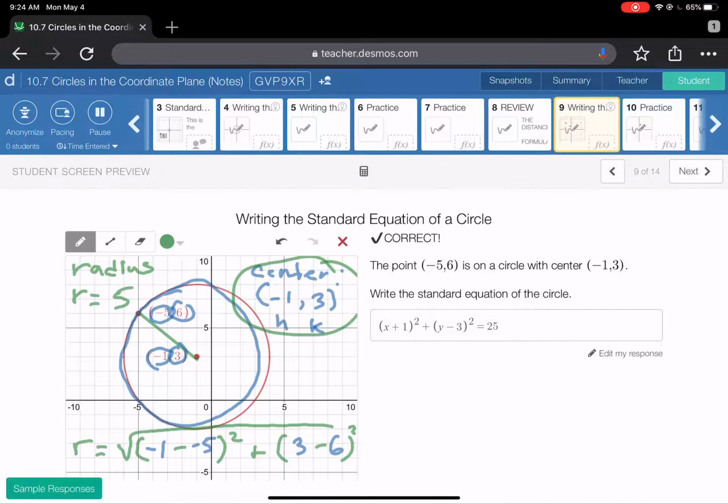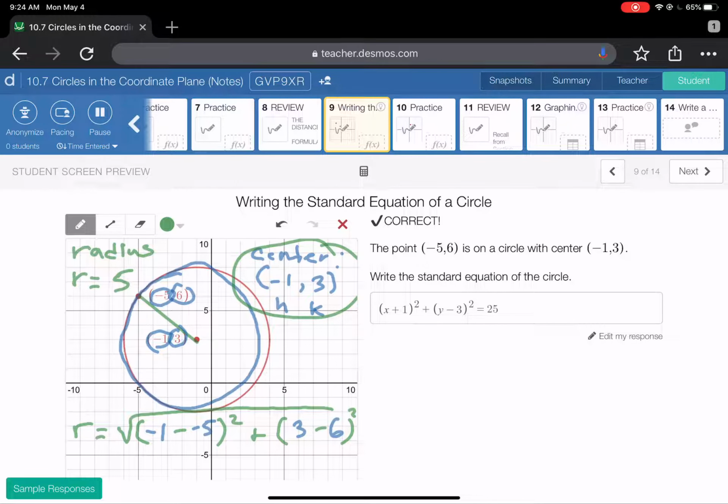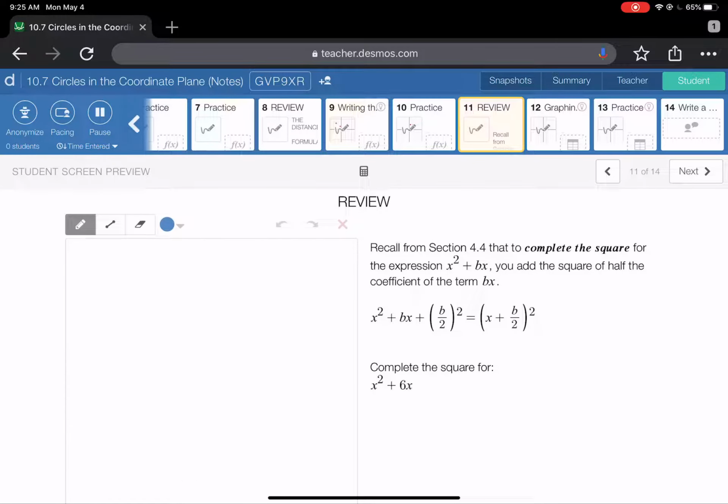And that is correct. All right, and then we can see that the circle is, I was pretty close. I was a little bit off on the right side of the circle when I first drew it. But that is how you write the standard equation of a circle given the center and a point on the circle. All right, and next we're going to be graphing a circle, but before we can do that, we're going to need to remember how to complete the square.